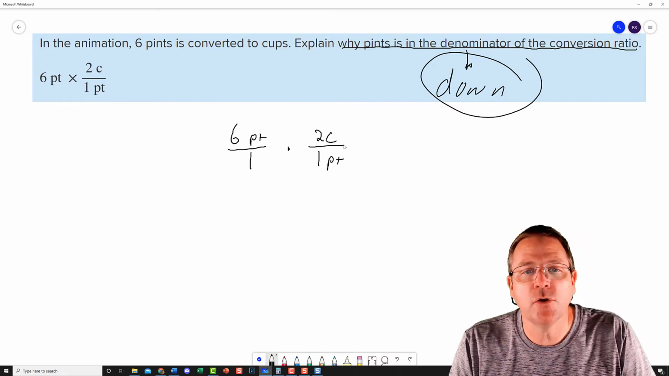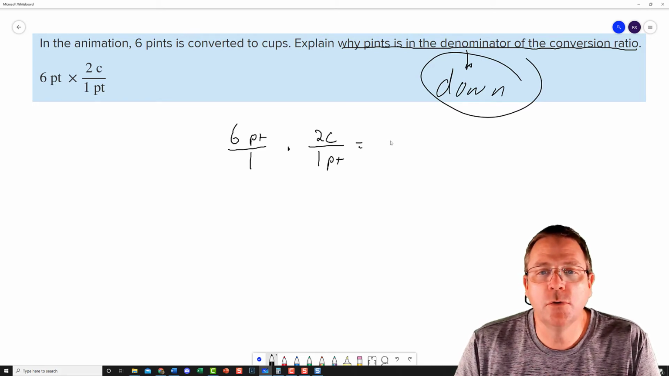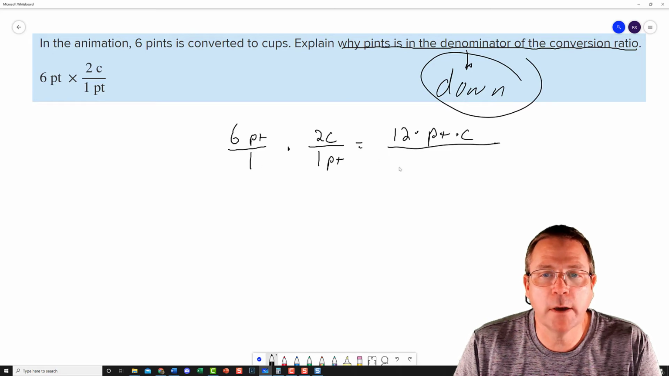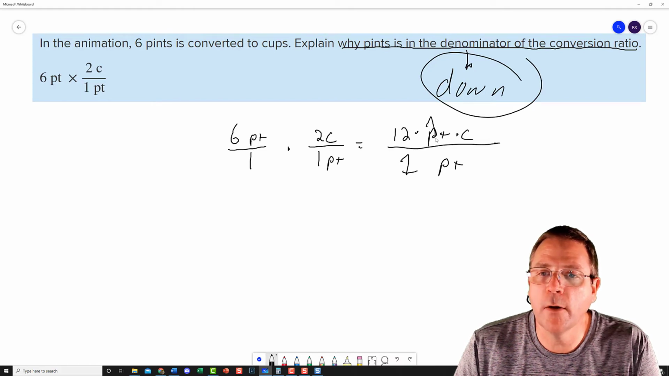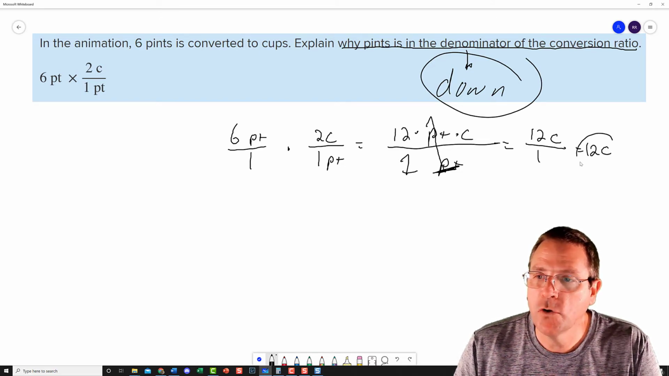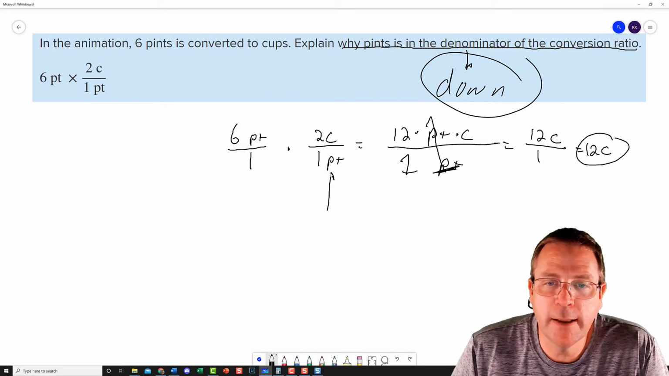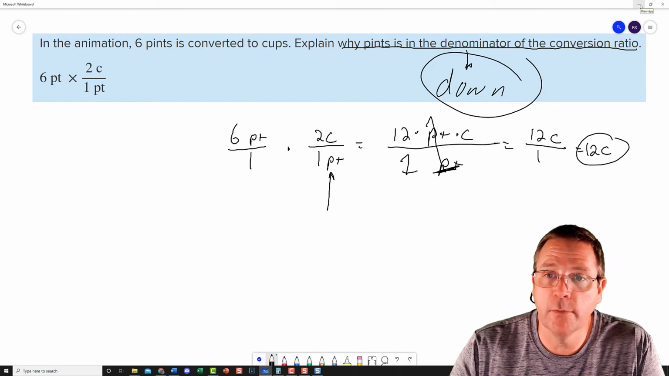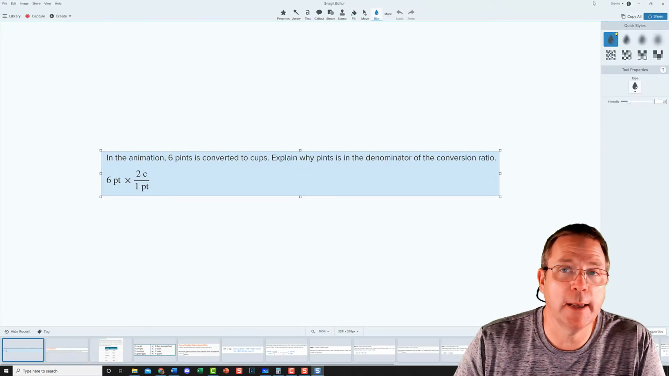In fact, let me just go ahead and show you how you could multiply that out. You could say 6 times 2 is equal to 12 times pint times cups, divided by 1 times 1 is 1 times pint. I know that looks a little weird, but watch what happens now. Pint divided by pint is 1, and that means that 12 times 1 is 12 cups over 1 times 1 is 1, also known as 12 cups. The reason the pint has to be in the bottom is so it will divide out with the pint in the top. And we're going to practice more of that, so if you're a little confused still, be patient. You're going to get it.